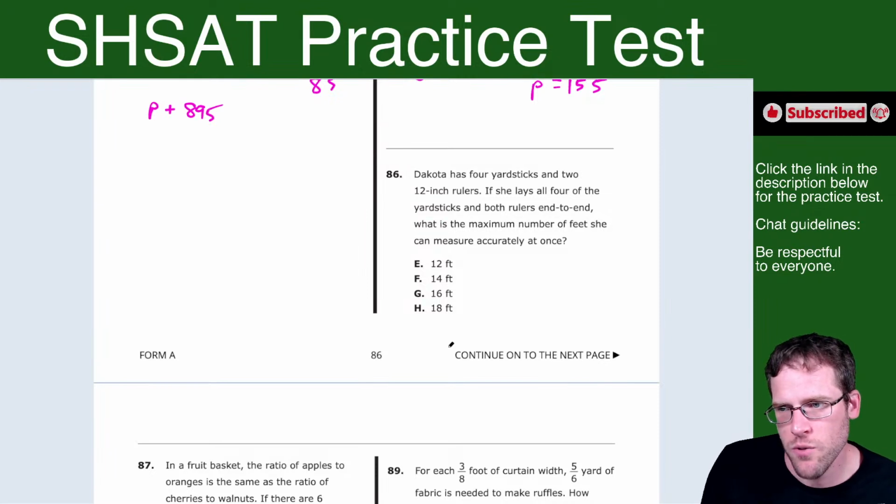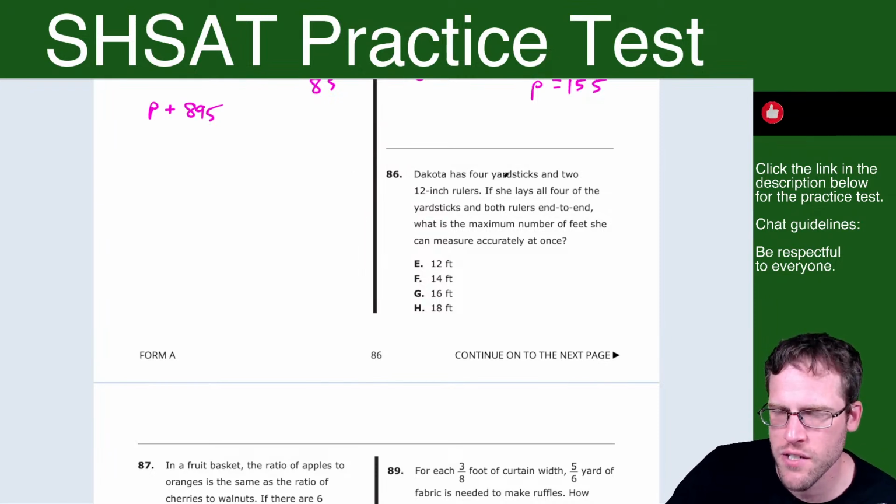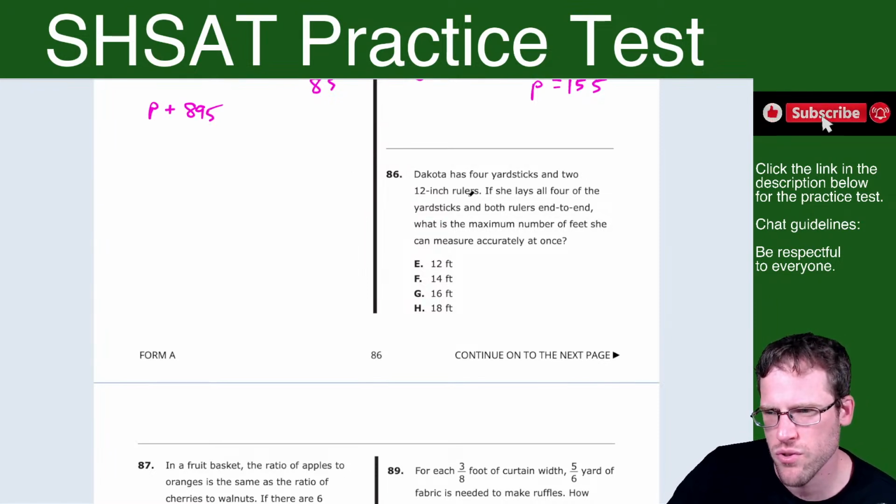Okay. So Dakota has 4 yardsticks and 2 12-inch rulers. If she lays all 4 of the yardsticks and both rulers end to end, what is the maximum number of feet she could measure accurately at once?